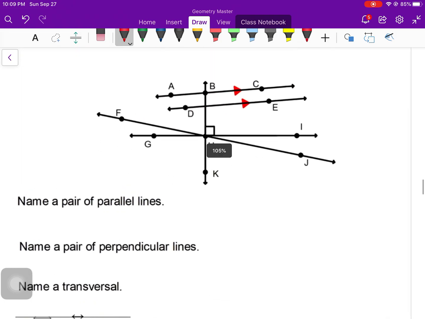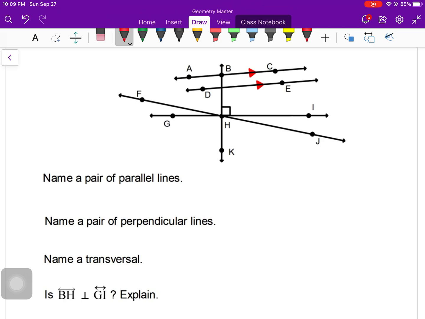All right, so we've got a kind of a messy picture here. It says name a pair of parallel lines. That's a hard thing to say when you got a little bit of a stutter going on.